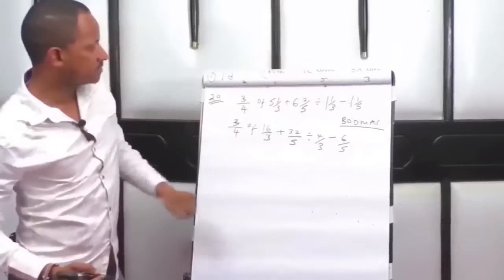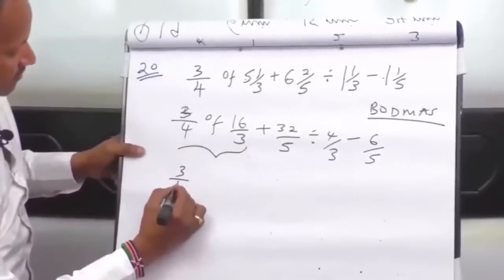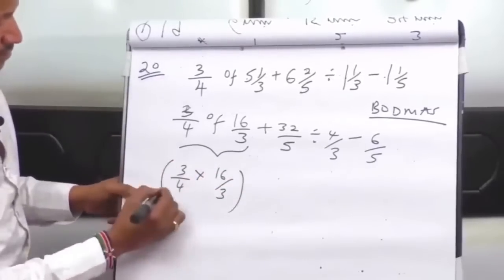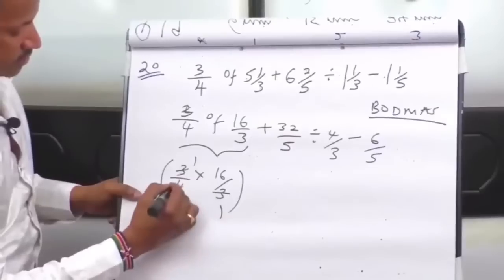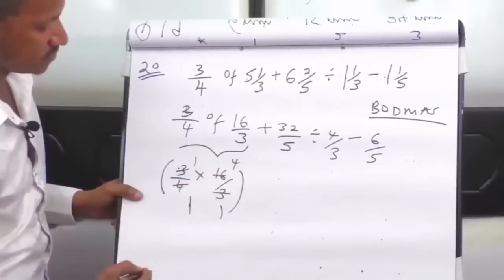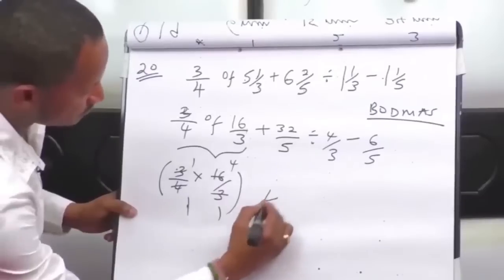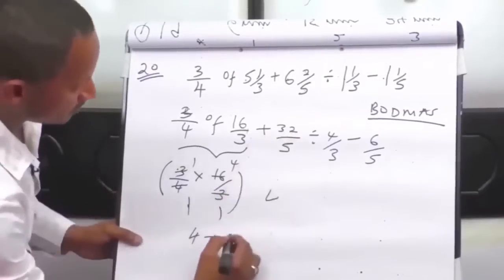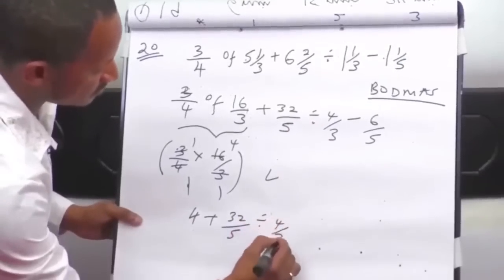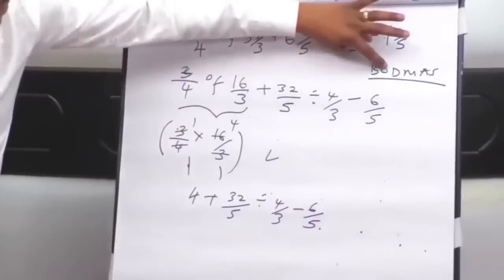Bracket, we don't have a bracket. Of, we have of, these two. So it's 3/4 of means times 16/3. So solve this first. 3 and 3 cancel, 4 into 4 once, 4 into 16, 4 times. So we have 4. So this value gives us 4 plus 32/5 divided by 4/3 minus 6/5.